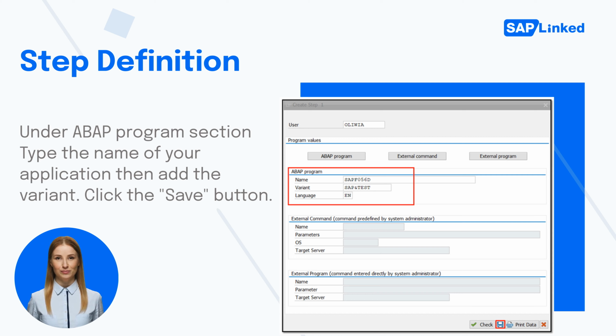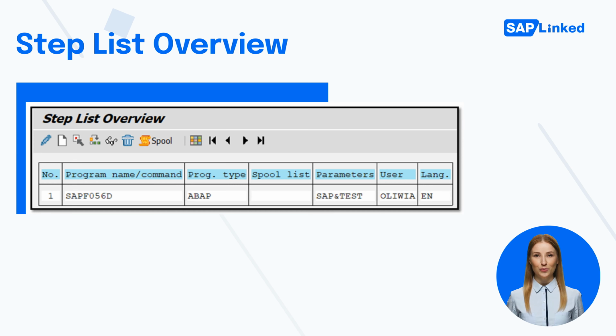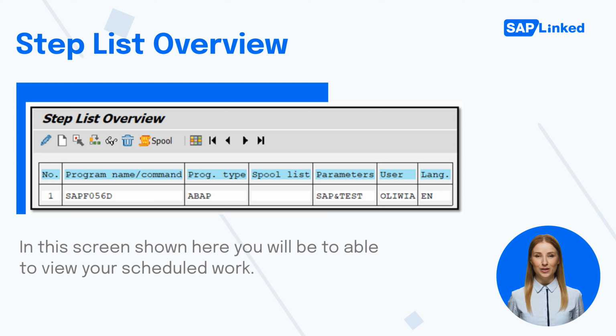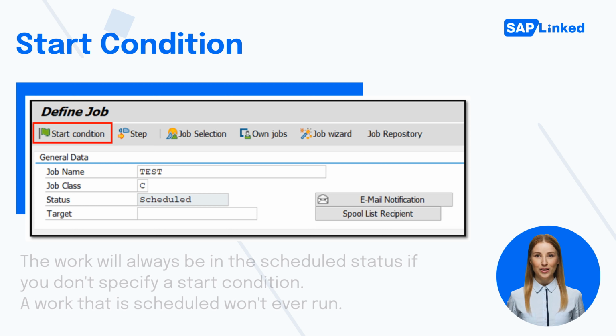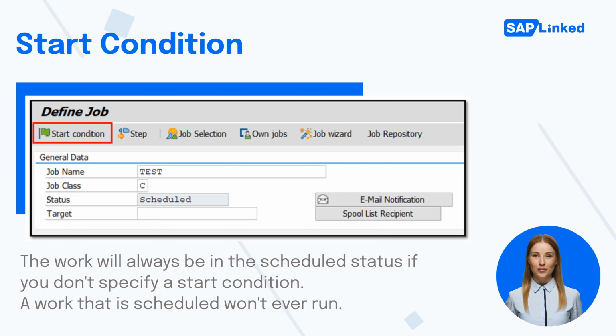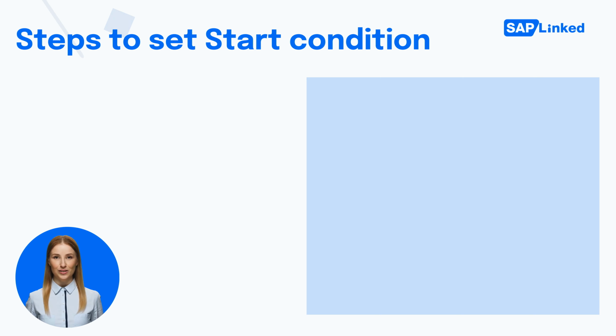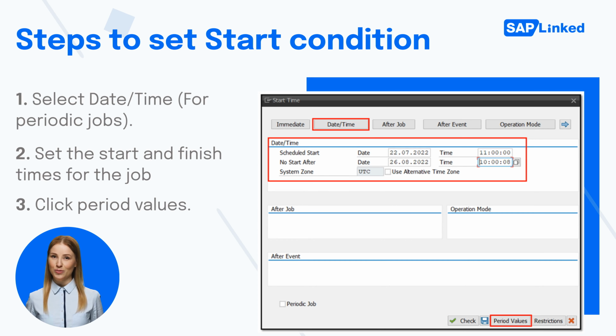Click the Save button. You will be redirected to the step overview screen shown here, and you will be able to view your scheduled job. The job will always be in the scheduled status if you don't specify a start condition. A job that is scheduled won't ever run. Click Start Condition, and you will be redirected to the Details view of the start condition. Select Date/Time for periodic jobs. If Immediate is selected, the job will begin running immediately, but it won't be designated as a recurring task. Similar to Press and Run.